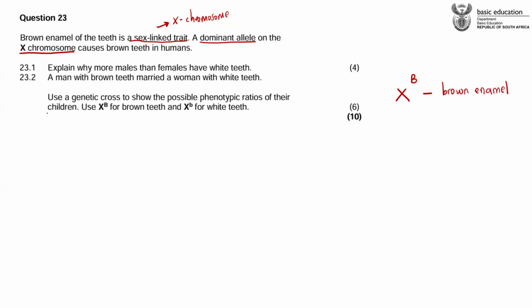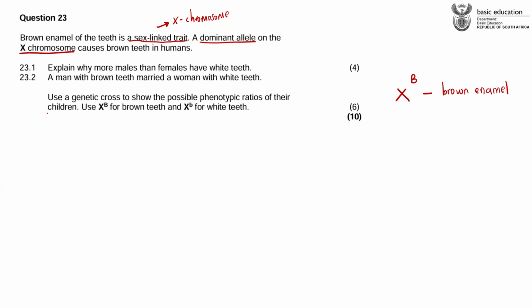You guys had the question, right? Brown enamel of the teeth is a sex-linked inheritance, a sex-linked trait. A dominant allele on the X chromosome causes brown teeth in humans. So for you to have brown teeth, you must have a dominant allele on the X chromosome. A dominant one, not a recessive one like the previous scenario. Now, explain why more males than females have white teeth.